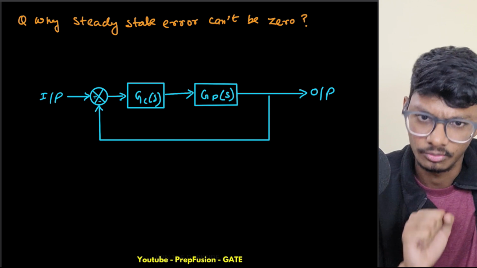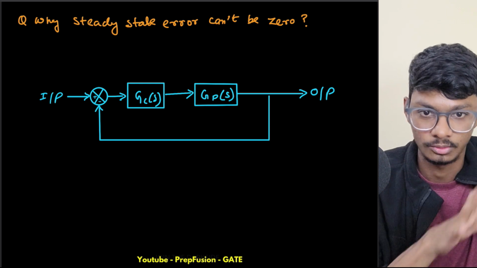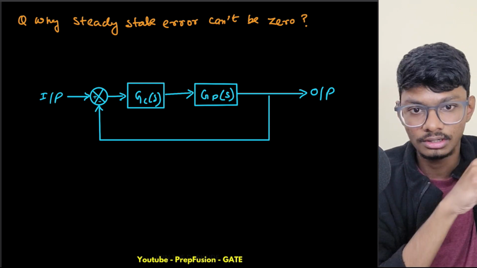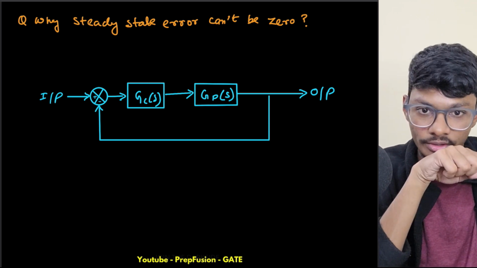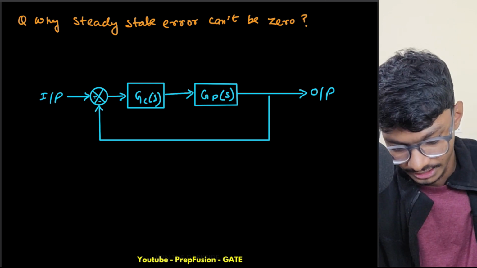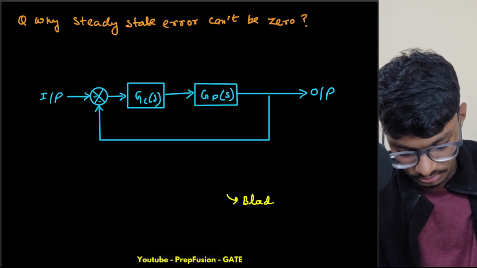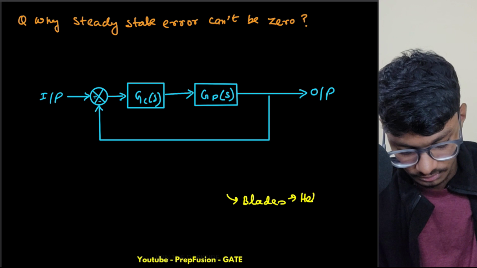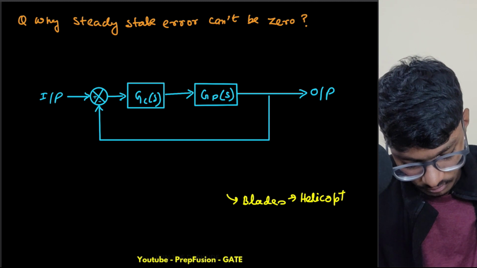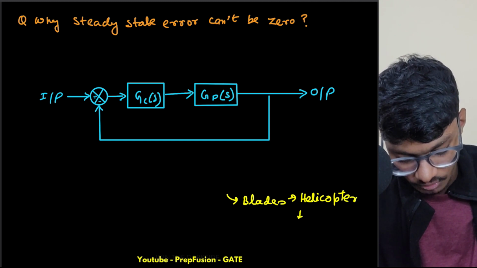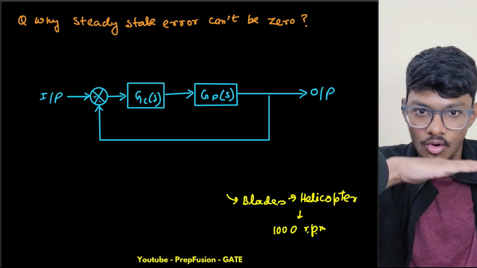Now let's say I have one helicopter, and I'm on the helicopter, I'm the owner of the helicopter. I know a few specs about the helicopter. The spec is that when the blades, the fan blades, rotate at 1000 rpm, then it hovers on that same level.